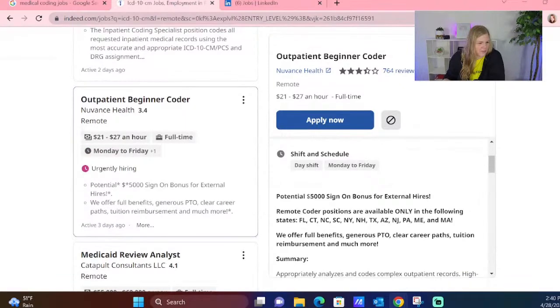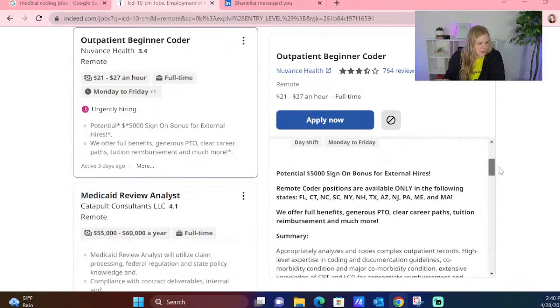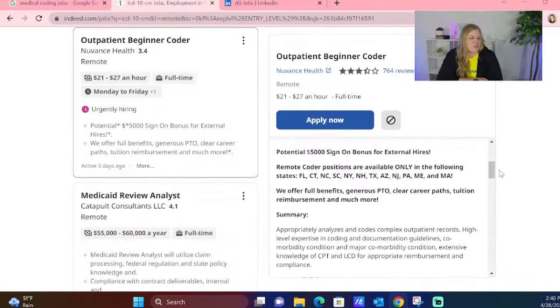So that's not a starting amount, 21 to 27. Potential $5,000 sign-on bonus for external hires. Now, here's the thing to pay attention to because I'm seeing this more and more too. Remote coder positions are available only in the following states: Florida, Connecticut, North Carolina, South Carolina, et cetera, et cetera. Ooh, Pennsylvania, which includes me. So something to make sure that you're checking as well. And some of these remote positions, they're only allowed for certain states. It does offer full benefits, PTO, tuition reimbursement.